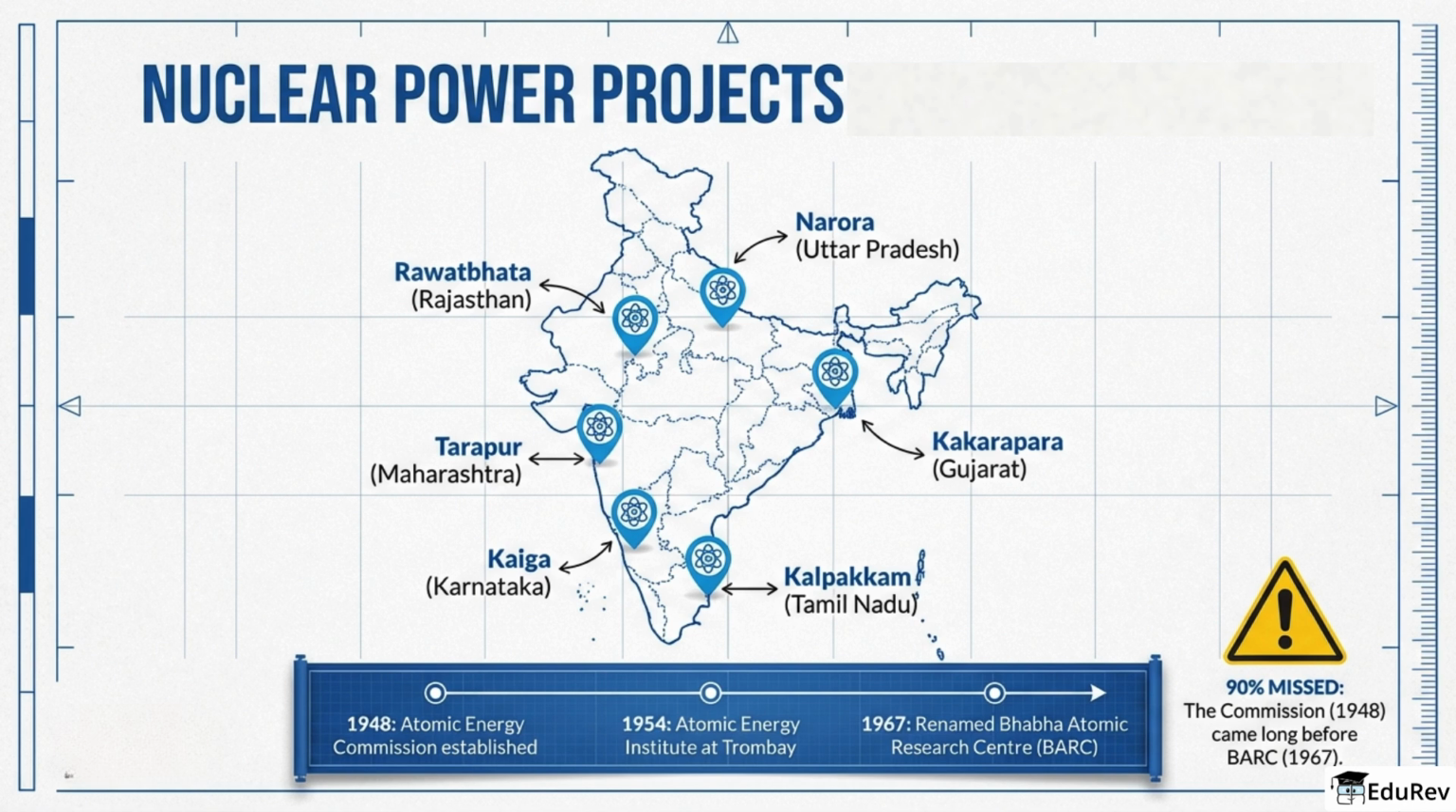Then there is the institutional timeline, and this is a classic trap zone. In 1948, the Atomic Energy Commission was established. In 1954, the Atomic Energy Institute at Trombay came up. And in 1967, it was renamed the Bhabha Atomic Research Center, or BARC. Most students collapse all of this into one date and one institution. That is sloppy preparation. Keep the sequence clean. Commission first, Trombay institution later, BARC name later still.